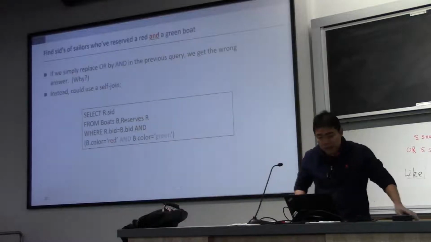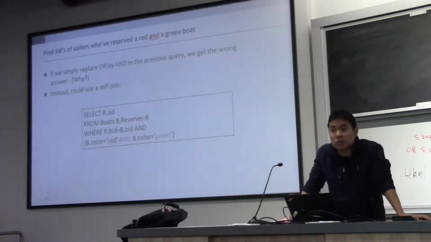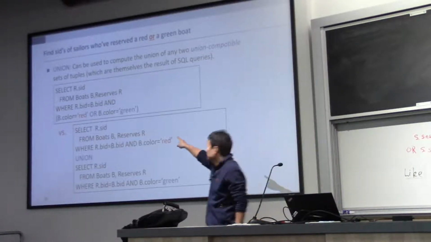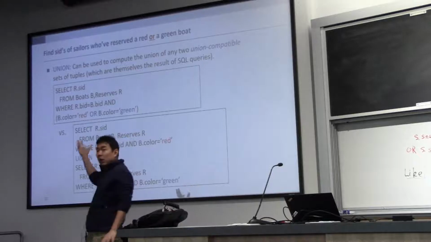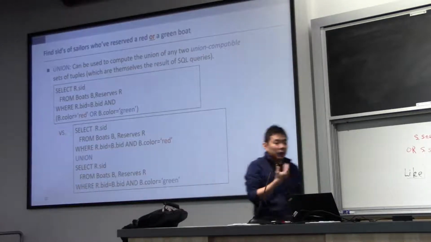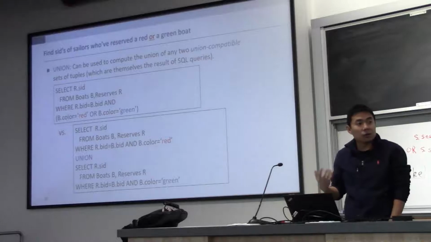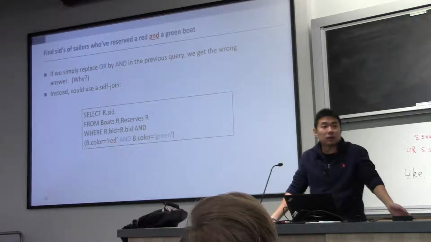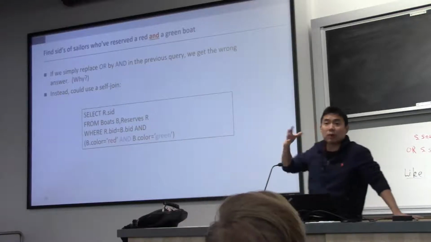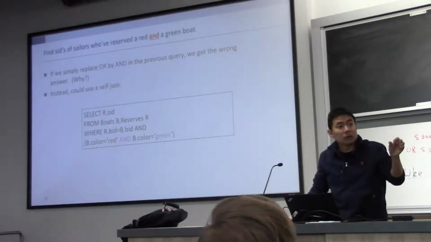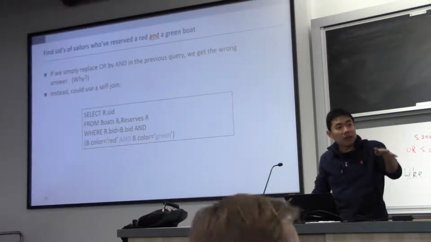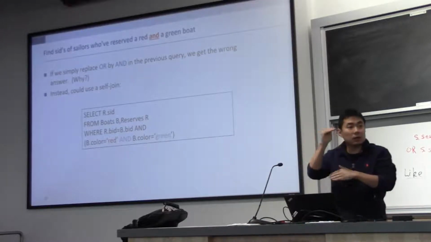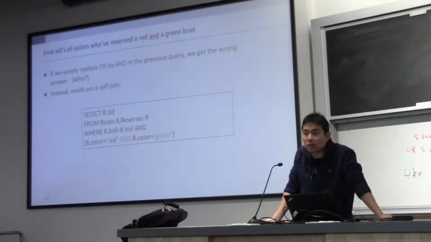What if you want to find sailors who reserve a red and green boat? It's tempting to take this construction on top, right? Using a join, then the logic operator or, and it's tempting to say, okay, I simply change that condition or to and. But obviously, this is an invalid construction, because if you do this, you end up with no boat. There's no single boat colored red and green at the same time. So this will end up returning an empty instance back to you. There are no such boats.